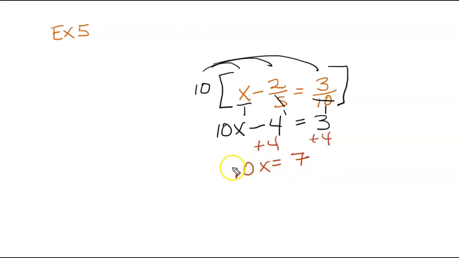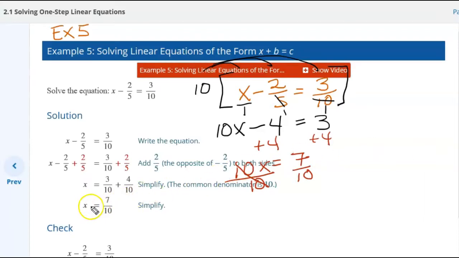Now here I have 10 times x. How do I get rid of the 10? Well, since 10 is a factor, and x is a factor, if I divide this side, and this is the numerical coefficient of x, by 10, what I do to one side, I do to the other. Here the 10s cancel out, and I get x now equals 7/10. And let's take a look. x equals 7/10.